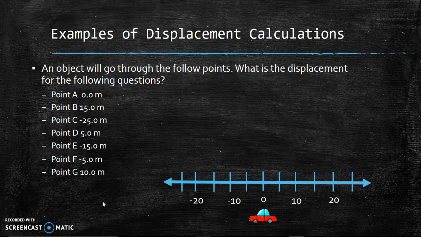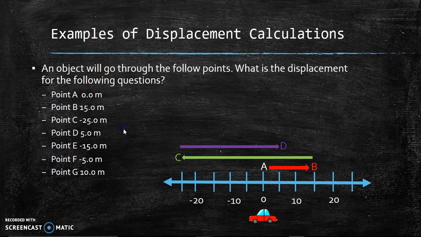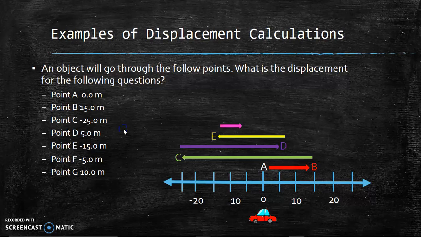Alright, so here is the example that I'm going to walk through, and then we're going to look at three different specific examples of these numbers. It says an object will go through the following points. What is the displacement for the following question? So we have point A at 0, point B at 15 meters, point C at negative 25, point D at 5 meters, point E at negative 15 meters, point F at negative 5 meters, and then finally point G, which is 10 meters.